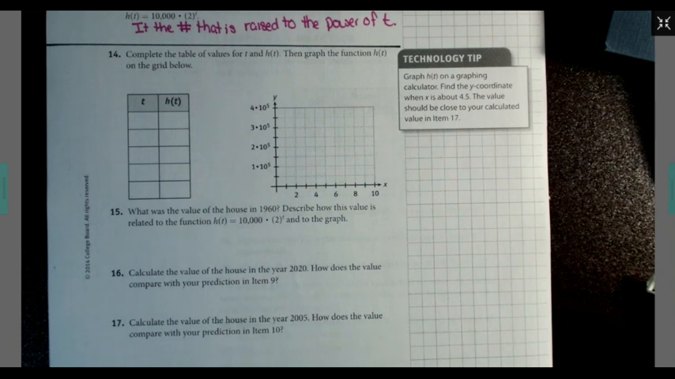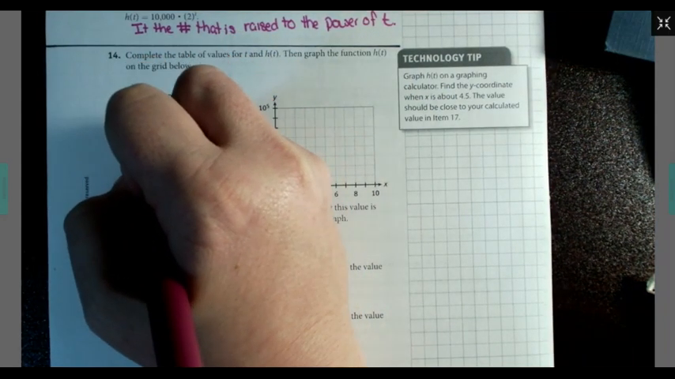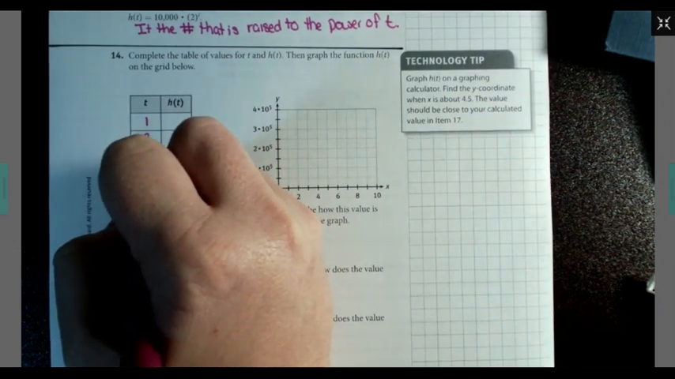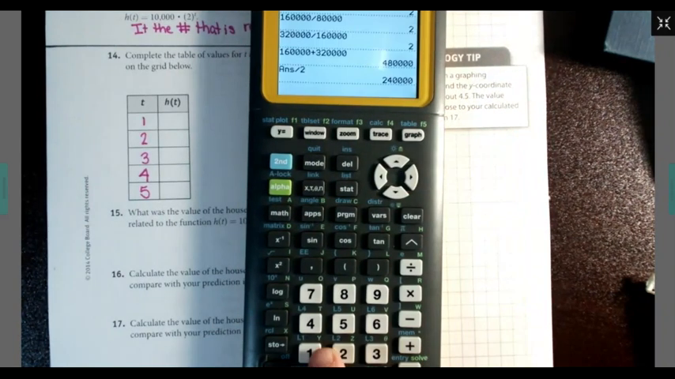Right. Last section. Complete the table of values for t and h of t, and then graph the function h of t on the grid below. I could plug in 1, 2, 3, 4, 5. I'm going to plug in those values.